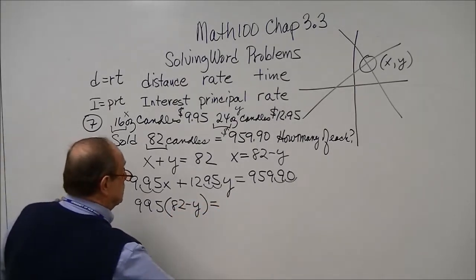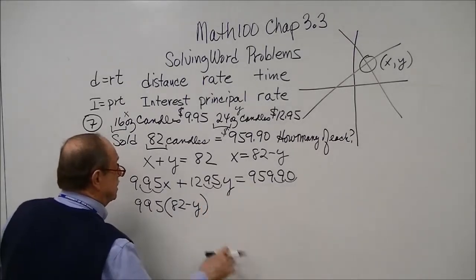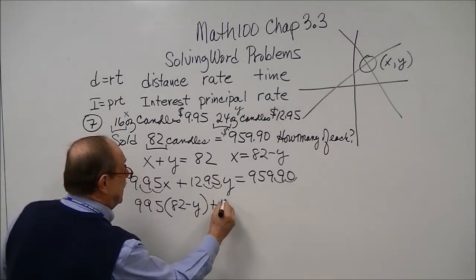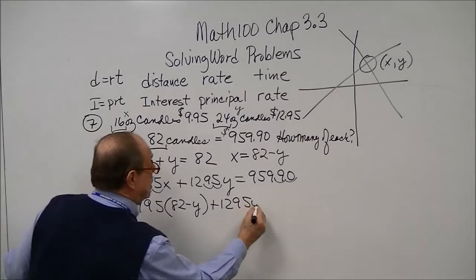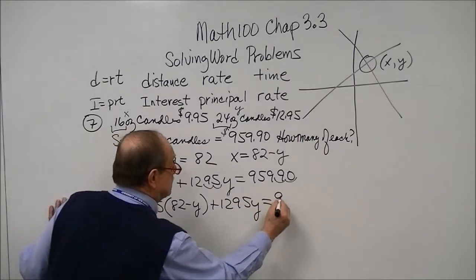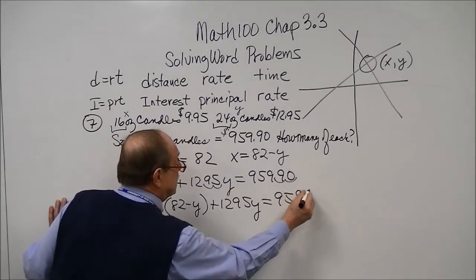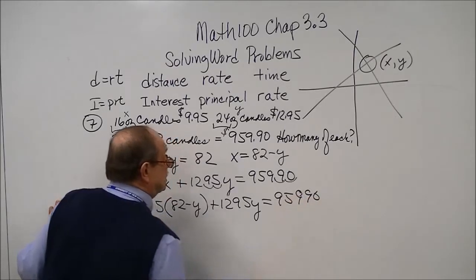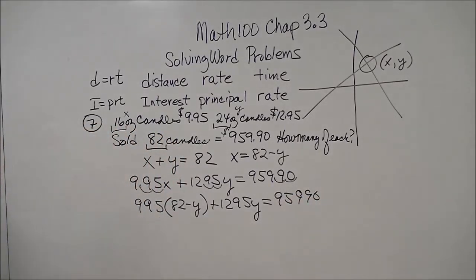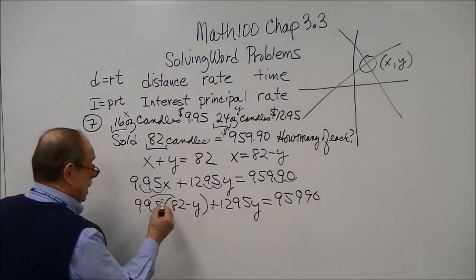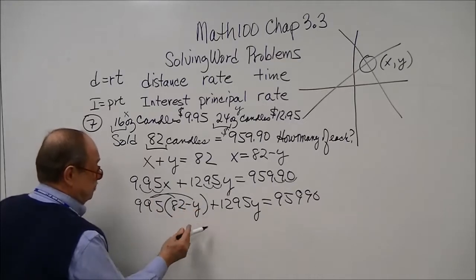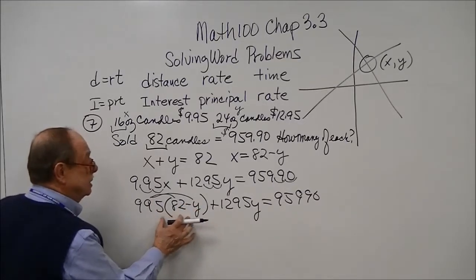equals, oh, no, not equals yet, plus 1295Y equals 95990. Again, it's a little laborious. You're going to have to use your calculator to do the multiplication, not here so much, but this one.